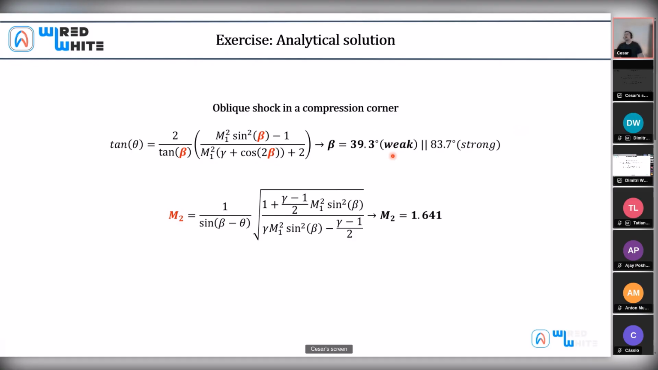Once we have beta, we have also theta and the incoming Mach number. We can solve to get the Mach number after the shock, and we just simply substitute terms and compute the Mach after the shock, right? So we move from Mach 1 equal to 2 to Mach 2 equal to 1.64, right? So here we can already see that the flow has been decelerated by the presence of this oblique shockwave.